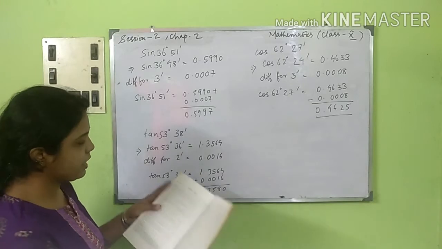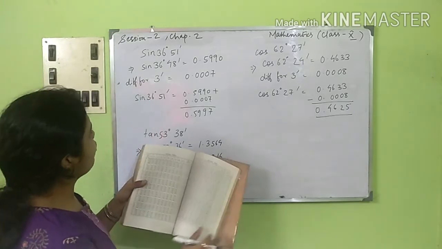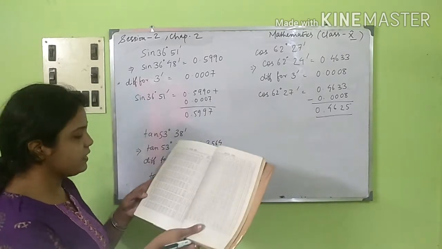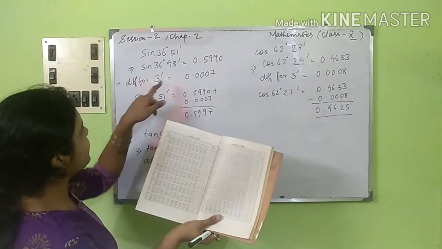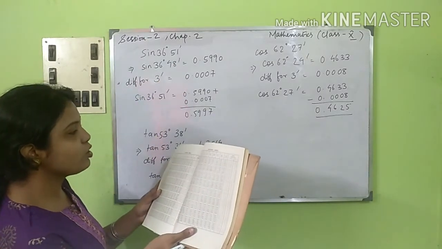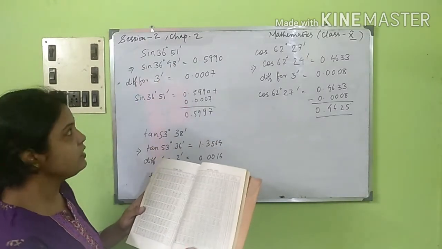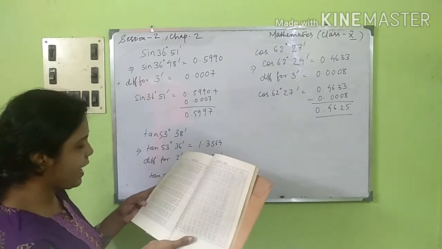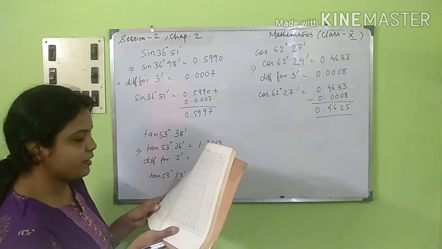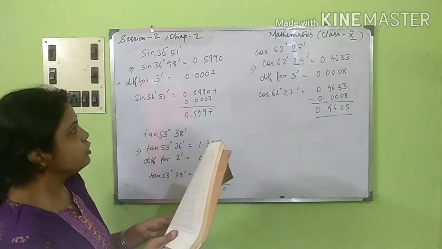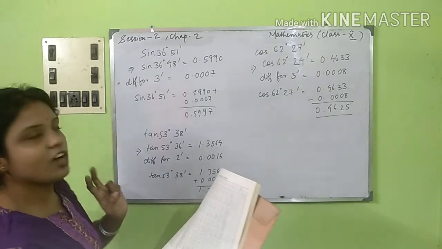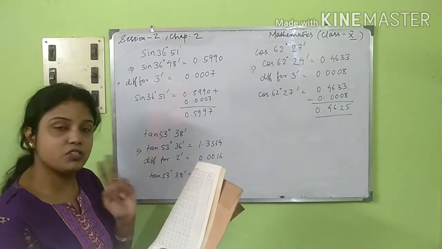Now in your log table you will find where sine 36 is. If you have the book with you, please see sine 36 and which is the nearest minutes to 51. You can check that it is not 54, it's 48. So sine 36 degree 48 minutes, we have it as 0.5990. So 51 minus 48 is how many minutes less? It is 3 minutes less.